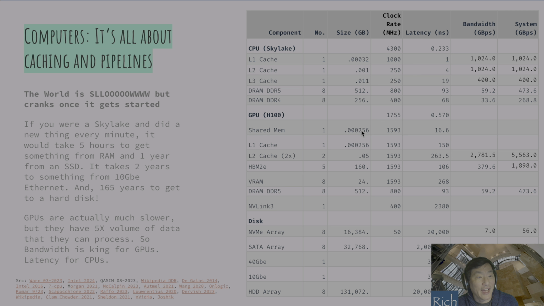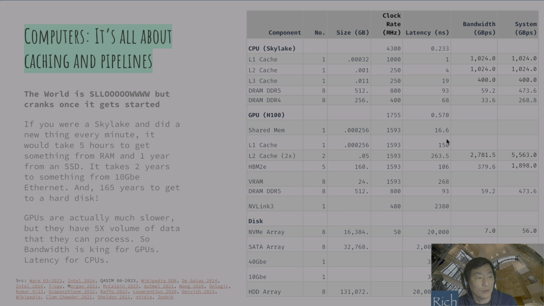It's got a clock frequency of 1.5 gigahertz, and you notice it actually runs much slower at 16 nanoseconds. So what you're going to see with GPUs is they run much slower, but they have much more bandwidth. The level 1 cache is 256 gigabytes, and you see it runs actually very slow, 150 nanoseconds. That's a whopping 300 times slower than the GPU. So if you have a stall in level 1, you really got a problem.